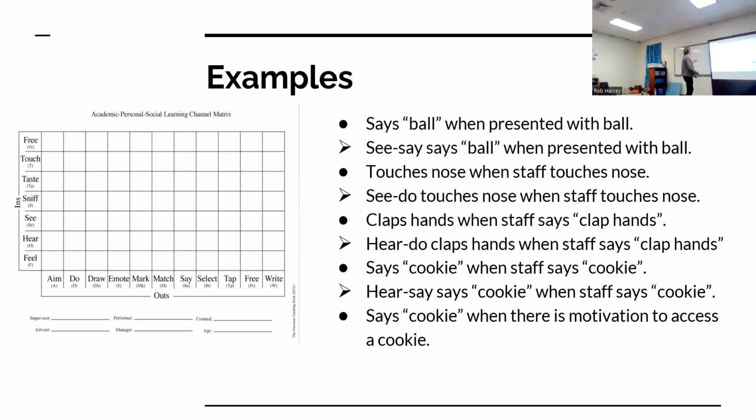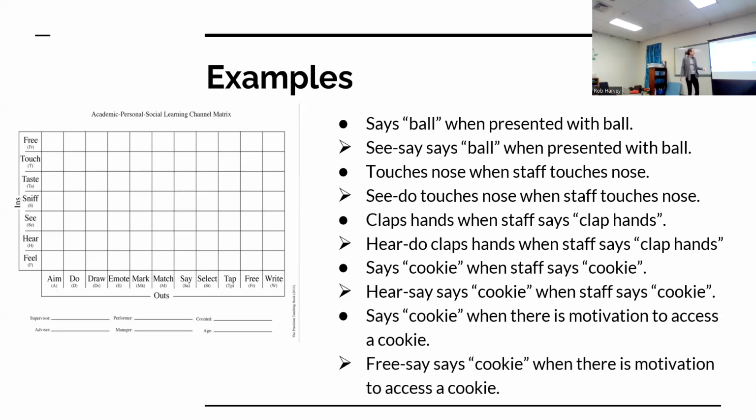So trick question. When you can't, free. So that's when we would use free: when the antecedent stimulus is private. Okay. So what do we have? Free, say, says cookie, when there's motivation to access cookie.